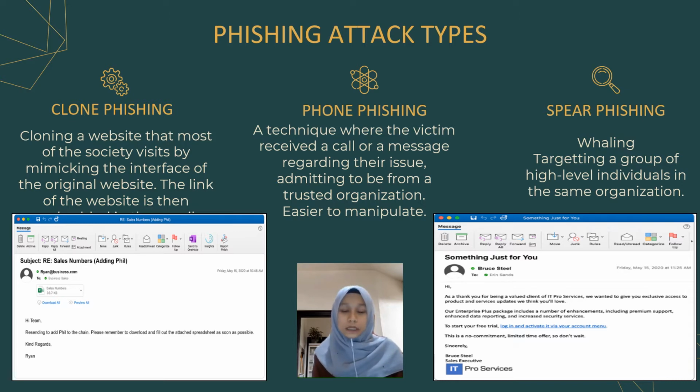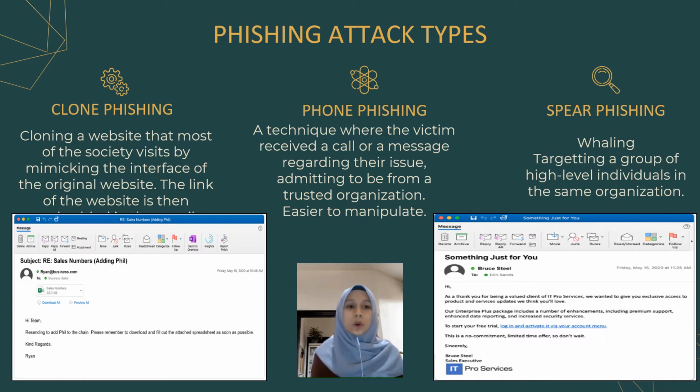Another type is phone phishing that is quite common among society. It is a technique where the victim receives a call or a message regarding a financial issue, admitting that they are from a trusted organization. It will usually be like, hello, we are from Raya, we have received an attempt of login from somewhere else, and then proceed asking for login credentials of the victim in hope for the victim to change and protect the account, when exactly the attacker will be using the credentials for themselves.